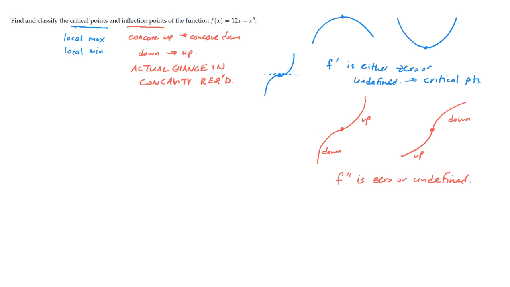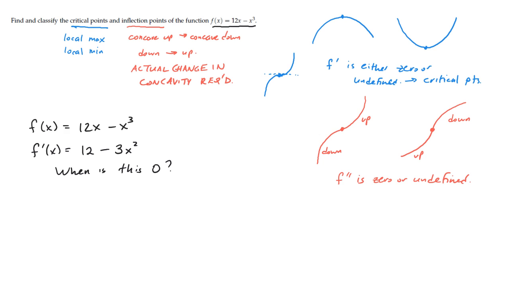Let's work on this particular function, f of x equals 12x minus x cubed. So to find critical points, we first need to know what the derivative of f is. So f of x is 12x minus x cubed. What is f prime? Well, f prime of x is going to be 12 minus 3x squared. And we need to know when this is equal to 0. We know that it's always defined because it's a polynomial. So the only way to get a critical point is if this is equal to 0.